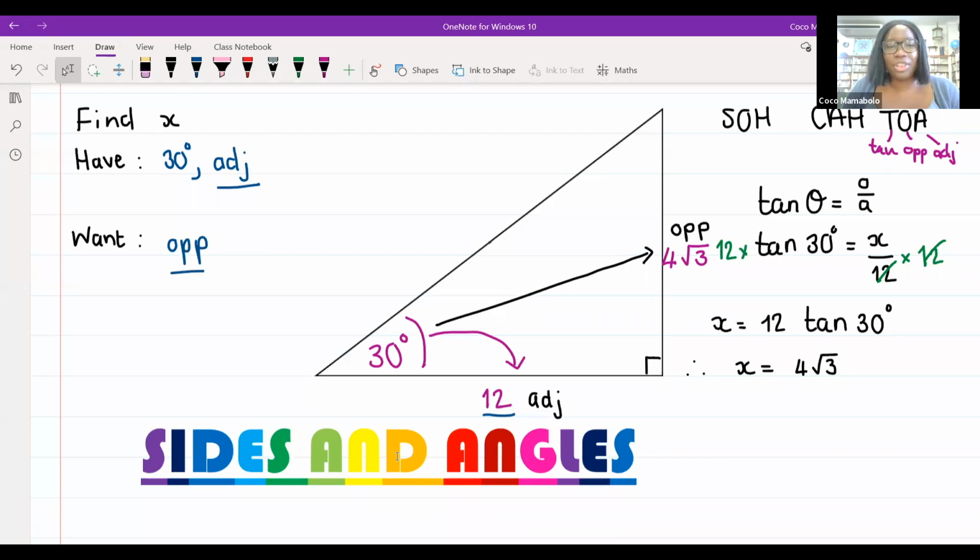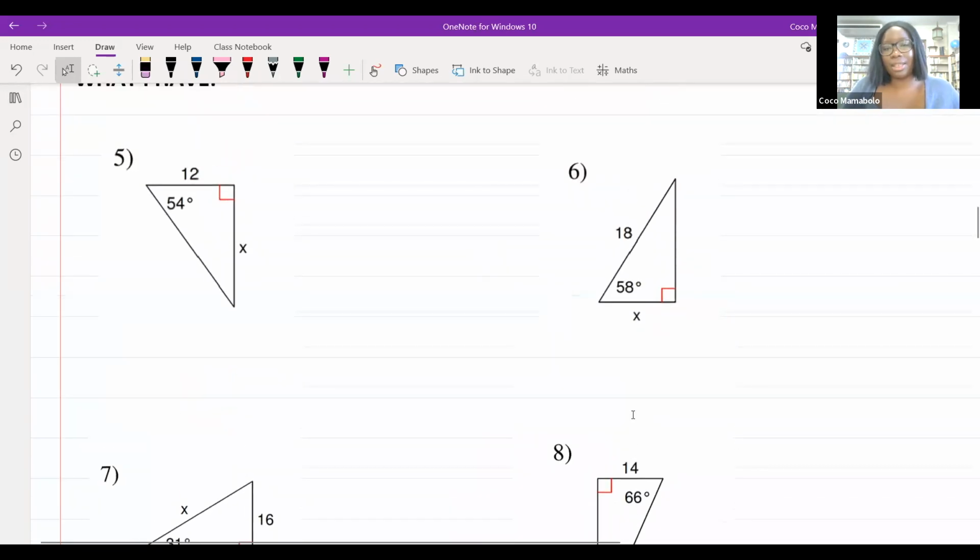Okay, here's your next challenge, guys. Our next challenge is number 5 and 6. Now look at where your x is. Look at where your angle is. Look at what information you have. It's not that difficult since we've done it now.